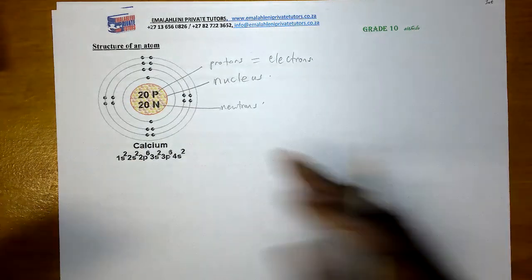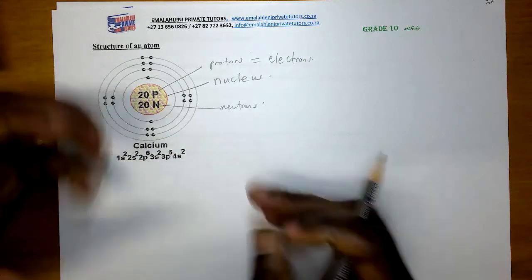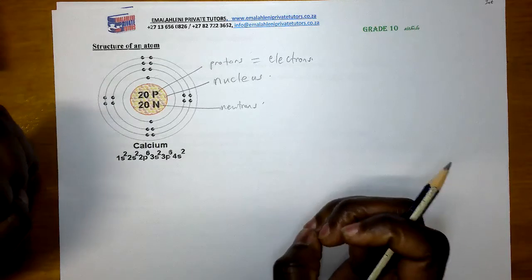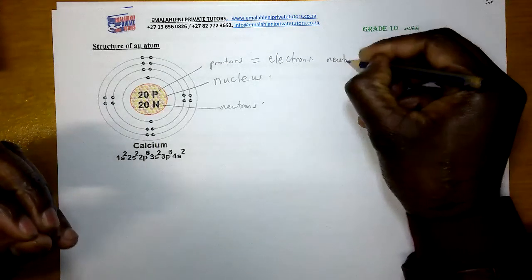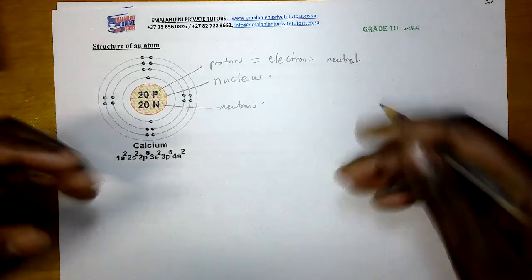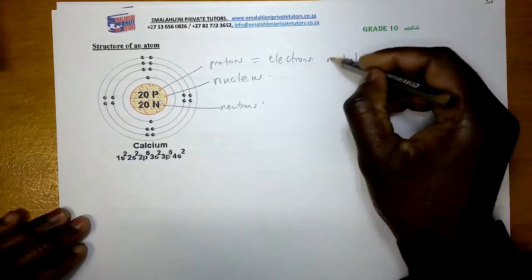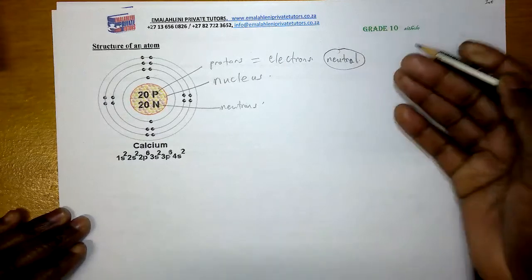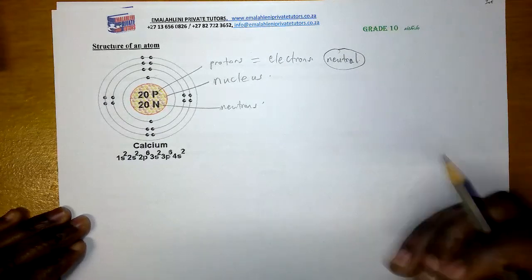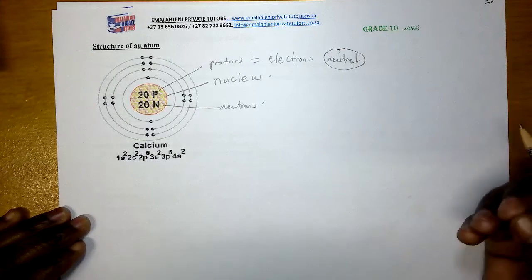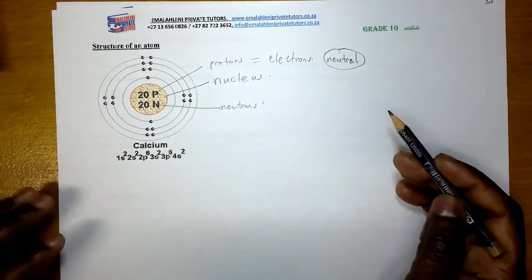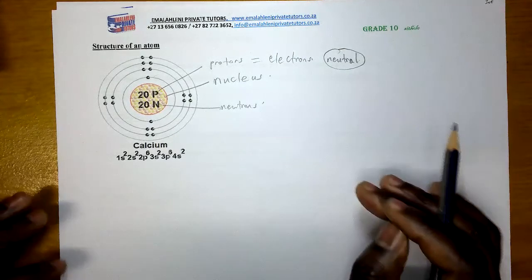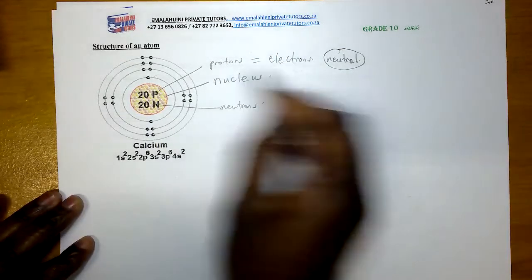So that's why we find that these atoms are neutral. We call them neutral. You can only start having an ion when an atom loses or gains an electron. That's when we can have an ion or a cation. All atoms are neutral in their natural state, meaning protons are equal to electrons.